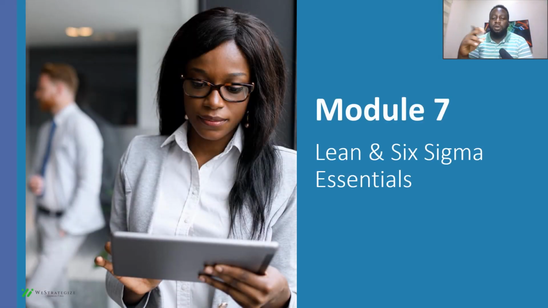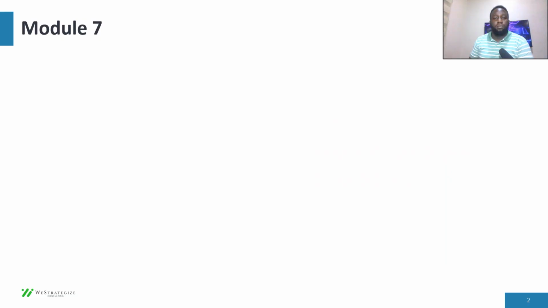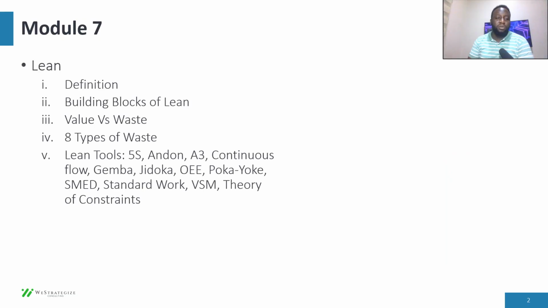All right, so just like I was saying, Module 7 is probably one of the most important modules here, right? And it's on Lean and Six Sigma. So the first portion of this, okay, we're going to start Module 7 talking about Lean, right? Like I said, this is such an important part of this course, right? It's such an important part of this program.